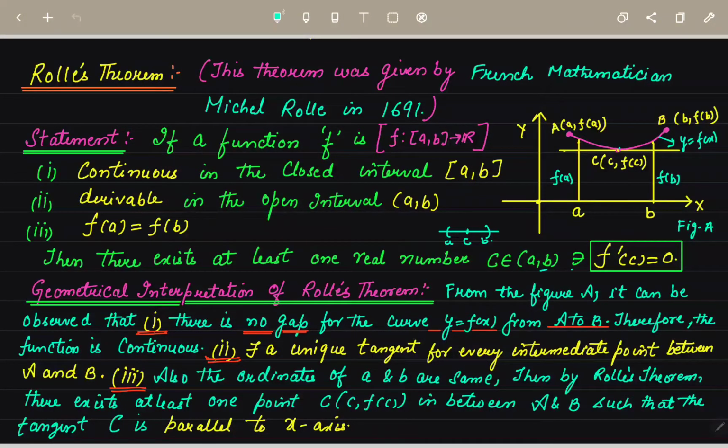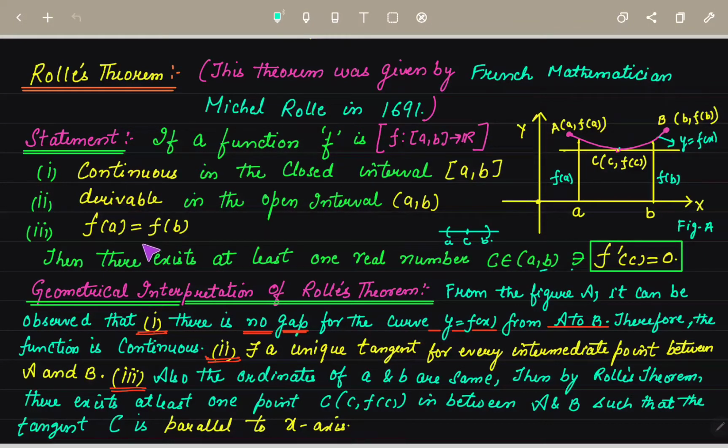This theorem states that if a function f is continuous in the closed interval [a, b], derivable in the open interval (a, b), and also the value of the function at a is equal to the value of the function at b, then there exists at least one real number c which belongs to this open interval (a, b) such that f dash c is equal to 0.